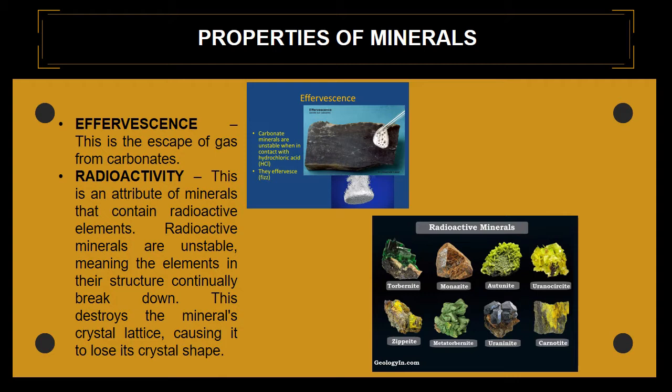So next we have radioactivity. This is an attribute of minerals that contain radioactive elements. Example of radioactive elements is uranium. So radioactive minerals are unstable, katulad sa carbonate minerals. Pero yung carbonate minerals is unstable lang pag may hydrochloric acid. Pero dito sa radioactive minerals, they are unstable because of their elements. So, meaning the elements in their structure continually break down. So, paulit-ulit na nag-breakdown yung elements sa kanila. This destroys the mineral's crystal lattice, causing it to lose its crystal shape. So, ibig sabihin, wala silang crystal shape or crystal habit. Yung shape nila nagde-depend sa breaking down ng elements nila.